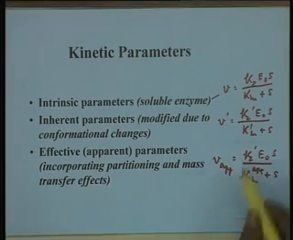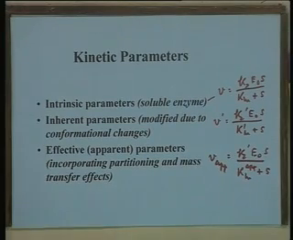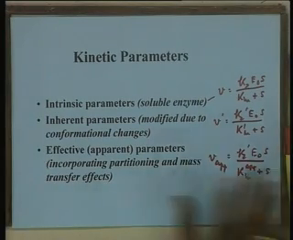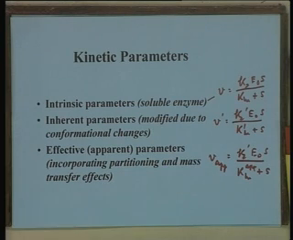Now, when we say that the apparent parameters are those which can be modified, they can be taken care of by reactor operation. As I mentioned some time earlier, the effect of film diffusion, the thickness of the film, can be controlled either by increasing the linear flow velocity in the case of a packed bed reactor, or by increasing the agitation speed in the case of a CSTR.